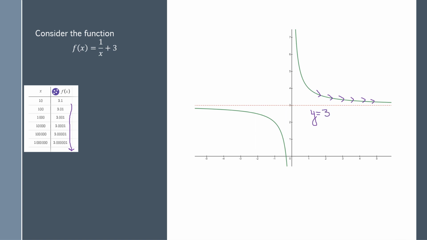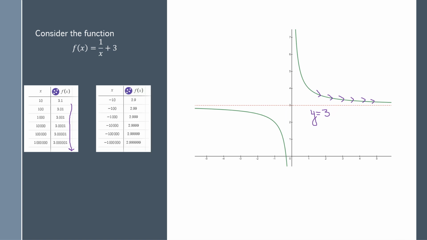Now, what if we let x go to the left side? It's still going to get really big in magnitude, except now it's going to be negative. So this is what happens here. I start with negative 10, then negative 100, negative 1000, and so forth. And notice that the values of the function also get close to 3, coming from a different side. This corresponds to this branch right here. It is also approaching y equals 3.